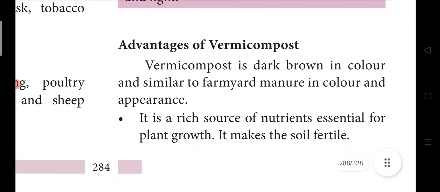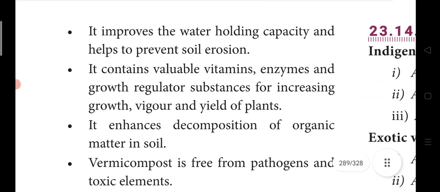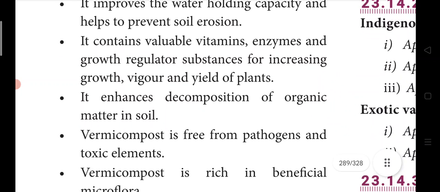What are the advantages of vermicompost? Vermicompost is dark brown in color and similar to farmyard manure in color and appearance. It is a rich source of nutrients essential for plant growth. It makes the soil fertile, which means the soil is healthy. It improves the water holding capacity and helps to prevent soil erosion. So there is no soil erosion, and it will store more water. It contains valuable vitamins, enzymes and growth regulator substances for increasing the growth, vigor and yield of a plant. So when the plant gets good nutrients, the growth will be very quick.